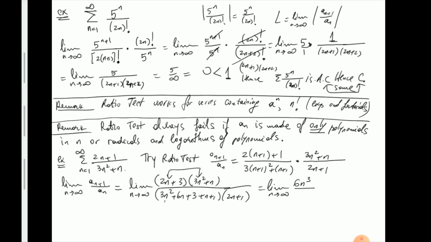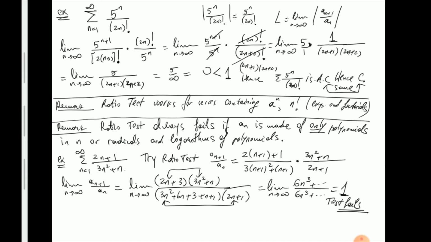And the dominating term on the bottom is again 6n cubed. The rest of them have lower power, so that won't matter in the limit. But notice the key thing is that the limit is going to be 1. So the test fails. We cannot conclude from the ratio test whether this is convergent or divergent. So that's a very important thing to remember, because otherwise you will waste a lot of time. And in retrospect, you could see why that's the case.